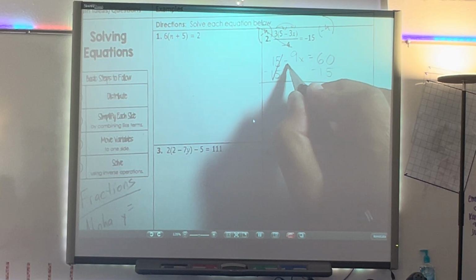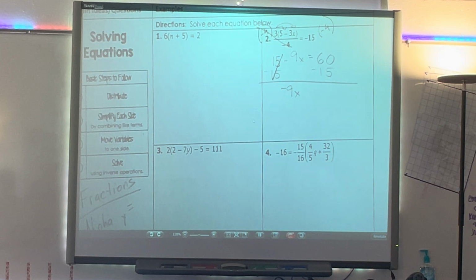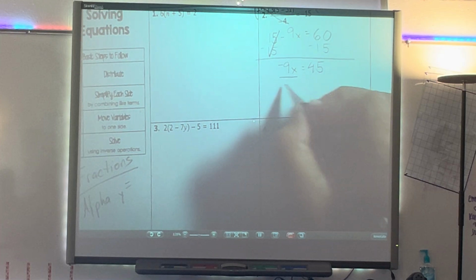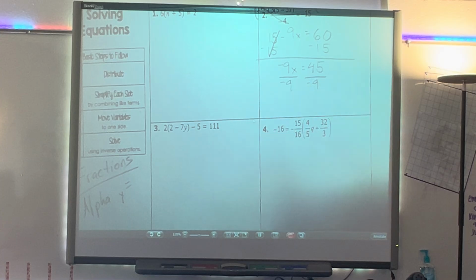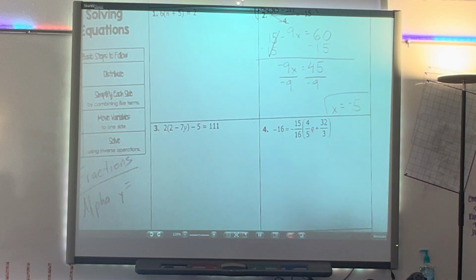Make sure you don't forget that that's a negative in front of that 9x, and we bring it down. Everybody okay there? All right, 60 minus 15 gives us 45. Now I'm going to divide by -9. 45 divided by -9 means x is equal to what? -5.